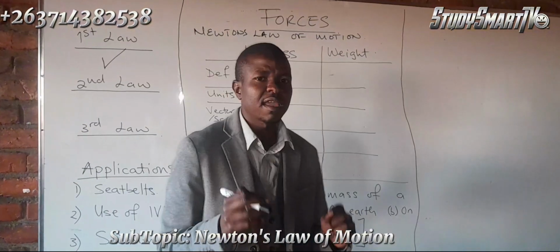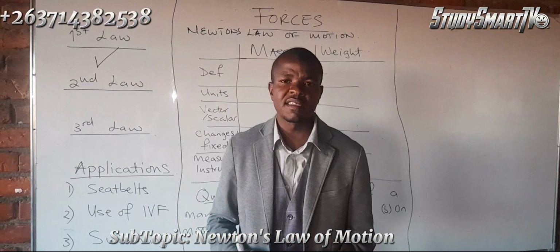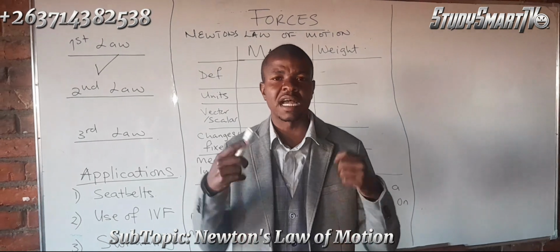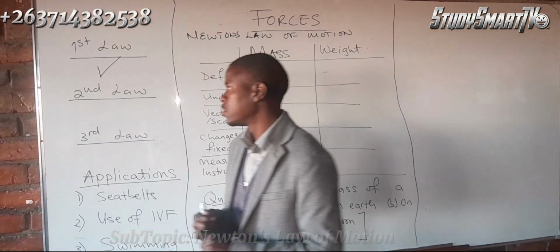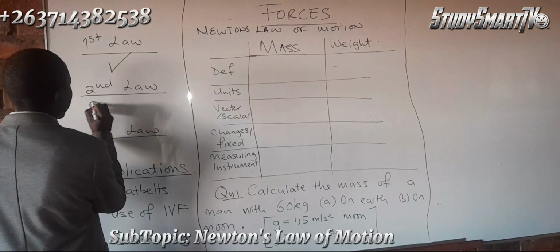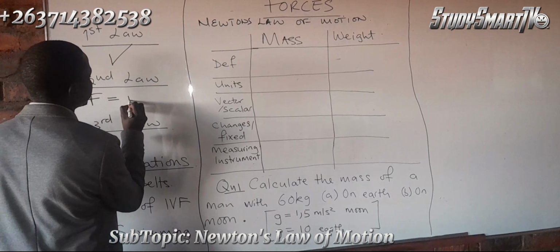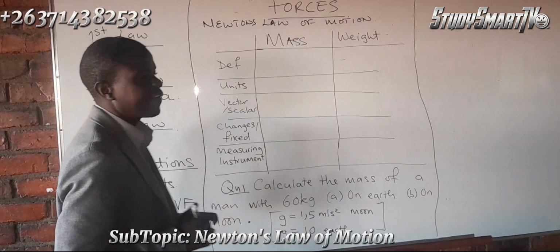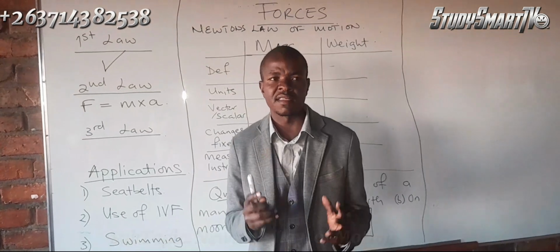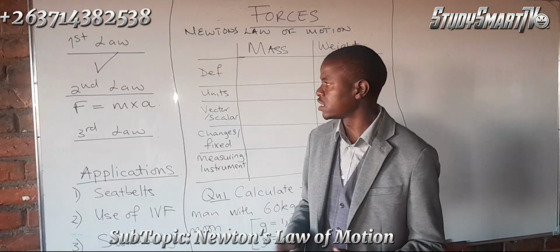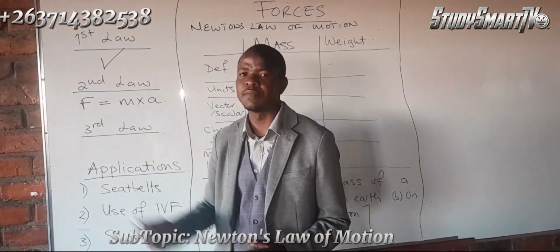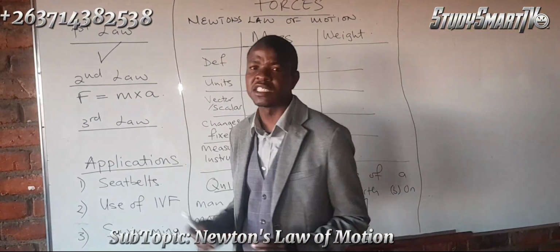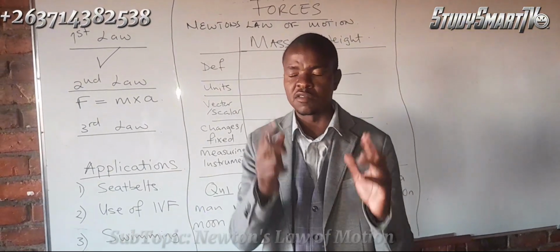Then the second law of motion says that force is proportional to mass and acceleration of an object. It is summarized like this: force is equal to mass times acceleration. So if a body has a certain mass and we increase the acceleration, the force exerted by that body is going to increase. But if we decrease the acceleration, the force is going to decrease.